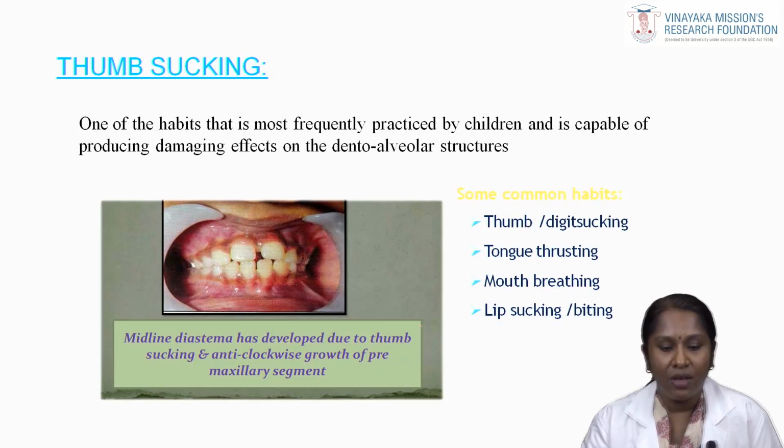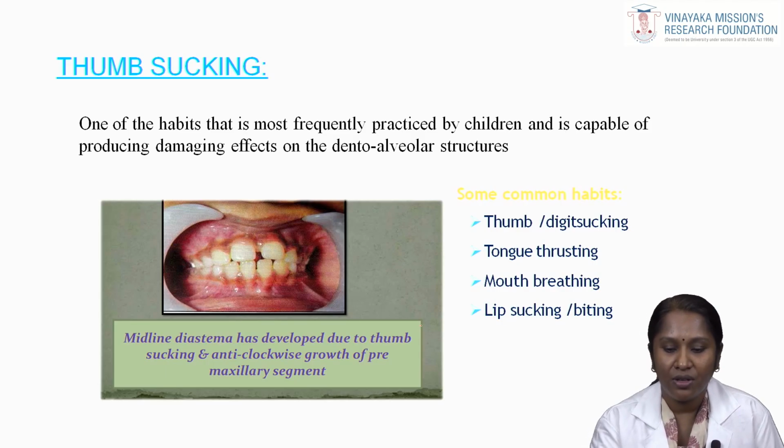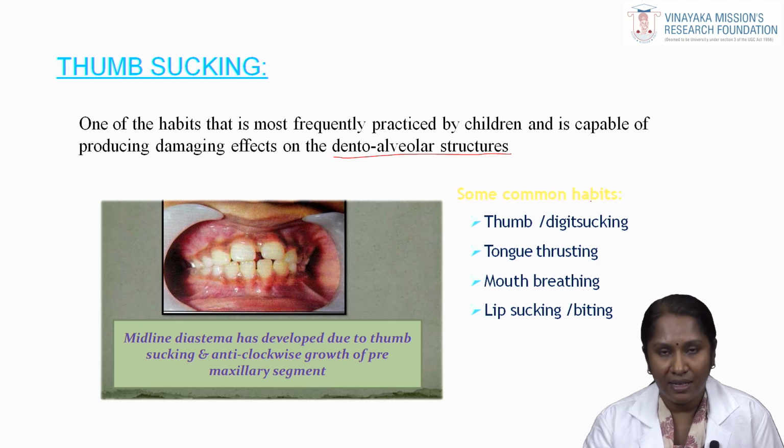Coming to thumb sucking, one of the habits most frequently practiced by children, it is capable of producing damaging effects on the dentoalveolar structures. There are some common habits developed during the deciduous period: thumb or digit sucking, tongue thrusting, mouth breathing, and lip sucking or biting.